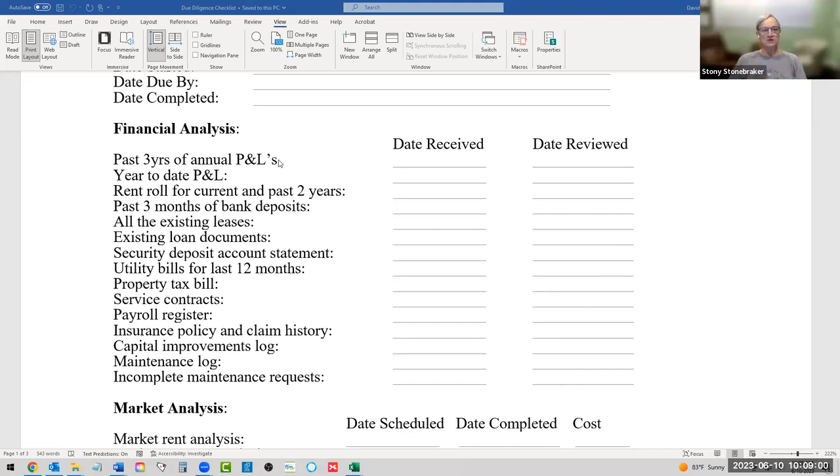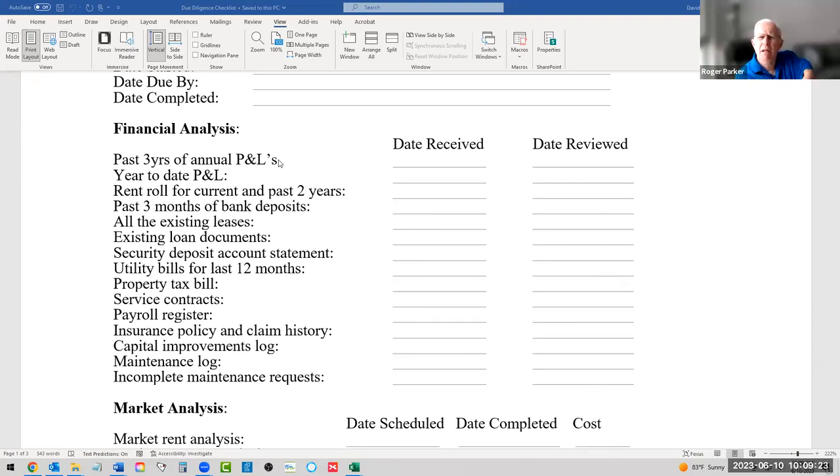You want to see trends. You don't want them to be maybe packing up the units at the last minute to present themselves as having a good, normal vacancy when they might not have had that, other things like that, one-time expenses and things like that. Okay. Any other reason?